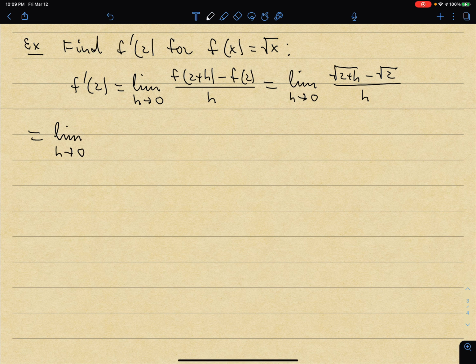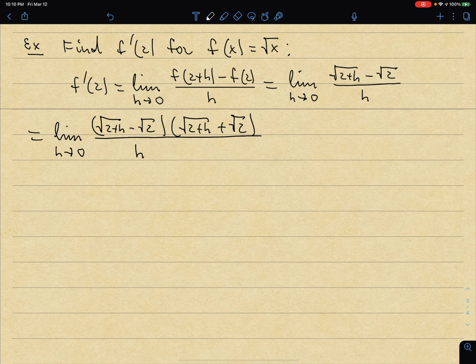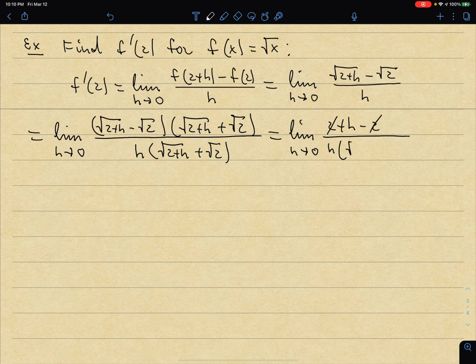In order to simplify, you need to multiply and divide by the conjugate. So square root of 2 plus h minus square root of 2 times the conjugate. And to keep things the same, divide, you already have h in there, and you have to divide by the conjugate again. And now we simplify the top. Limit as h goes to 0. Square root of 2 plus h squared, so that's 2 plus h, minus square root of 2 squared, minus 2, over h times the sum of square roots.